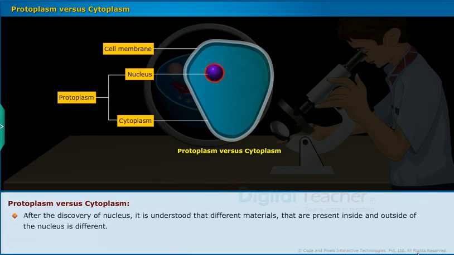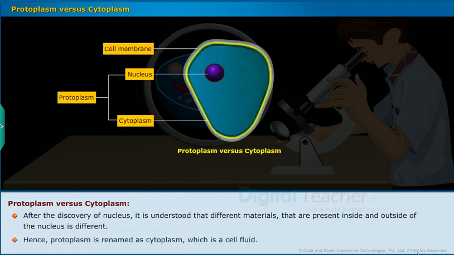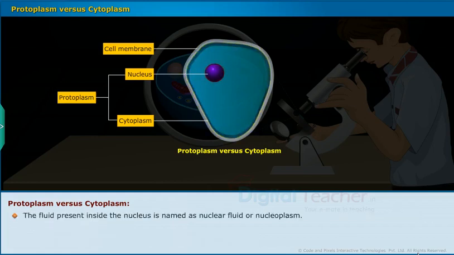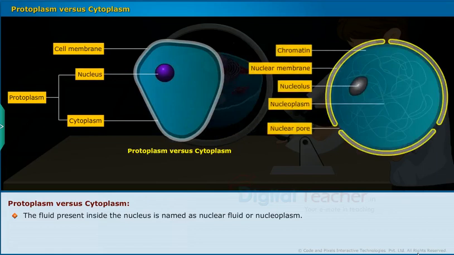After the discovery of the nucleus, it is understood that different materials are present inside and outside of the nucleus. Hence, protoplasm is renamed as cytoplasm, which is the cell fluid. The fluid present inside the nucleus is named nuclear fluid or nucleoplasm.